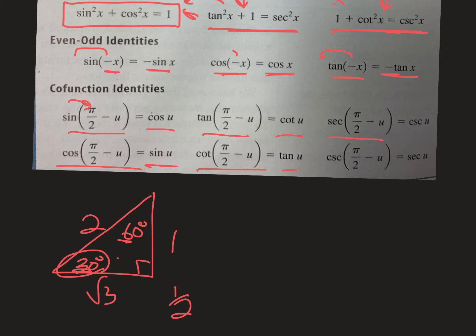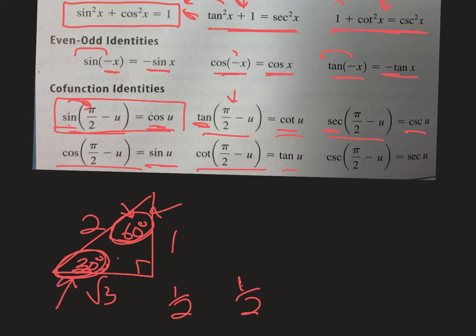That's cosine of 30. Now, think about what cosine of 60 is. Cosine of 60, you would do adjacent, which is 1, over hypotenuse, which is 2, so half. So sine of 30 is the same thing as cosine of 60. And the reason is because they add up to be 90. That's what these say. If two angles add up to be 90, and one's sine and one's cosine, they have the same value. If one's tangent, one's cotangent, they have the same value. If one's secant, one's cosecant, they have the same value. So the pi over 2 minus x, or minus u as it's written here, really means 90 minus that angle. So if I have sine of 30, that's the same thing as cosine of 90 minus 30, which is 60.